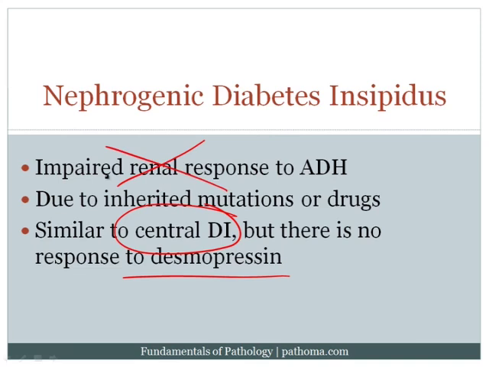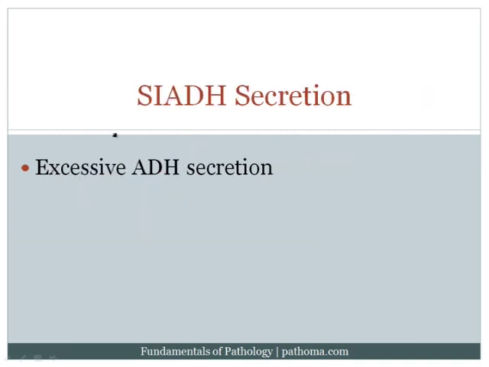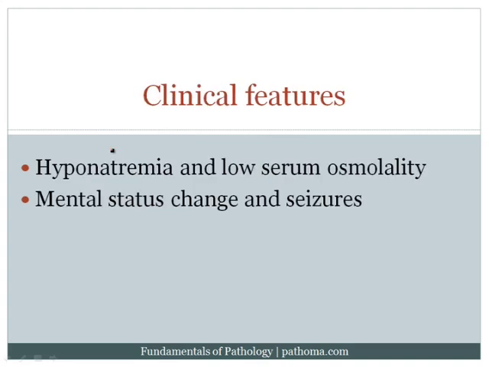Syndrome of inappropriate ADH secretion, or SIADH, is when you have excessive ADH secretion. The clinical features will be based on having too much antidiuretic hormone. So if you have too much antidiuretic hormone, you're not going to diurese. You're going to end up holding free water, and so therefore the patients get hyponatremia because they dilute out their sodium, and in addition they get a low serum osmolality. Patients can also develop mental status change and seizures, and that's because when you have hyponatremia, that leads to swelling of the nerves and cerebral edema, which then leads to mental status changes and seizures.